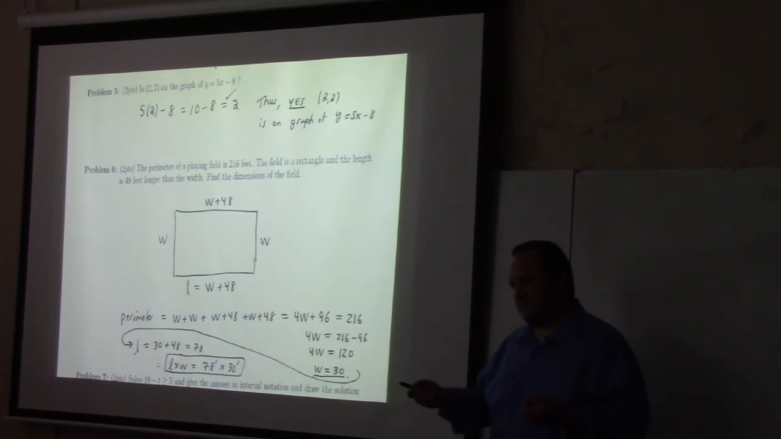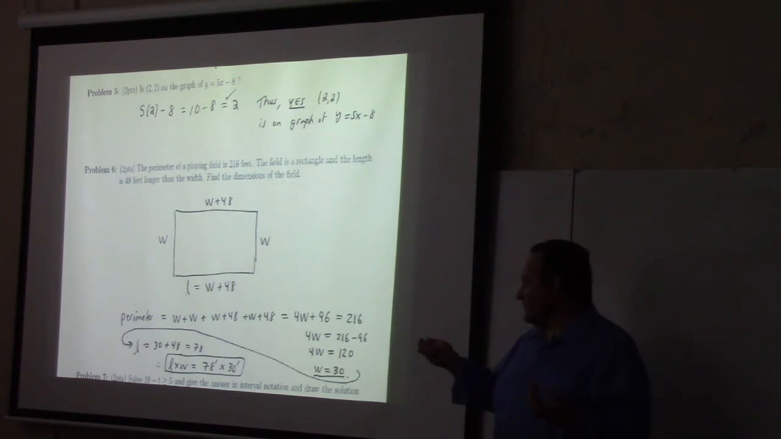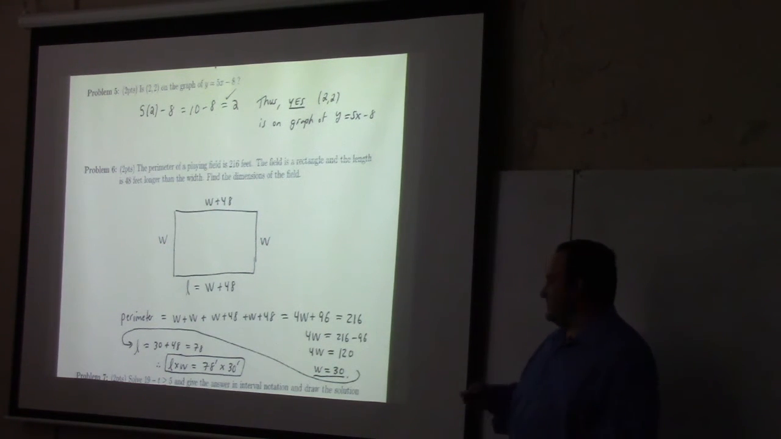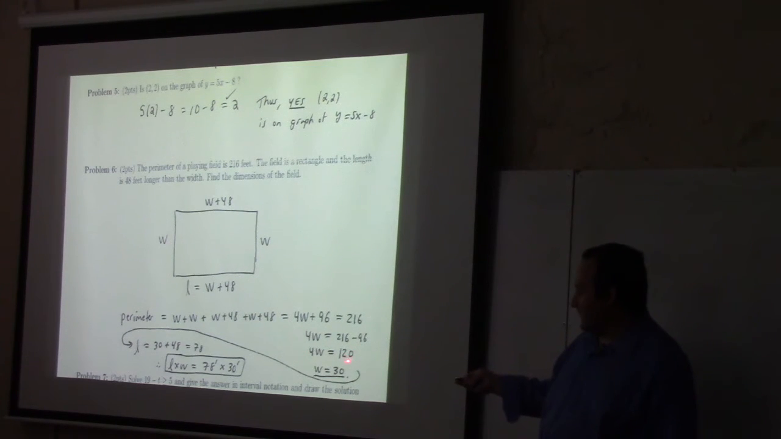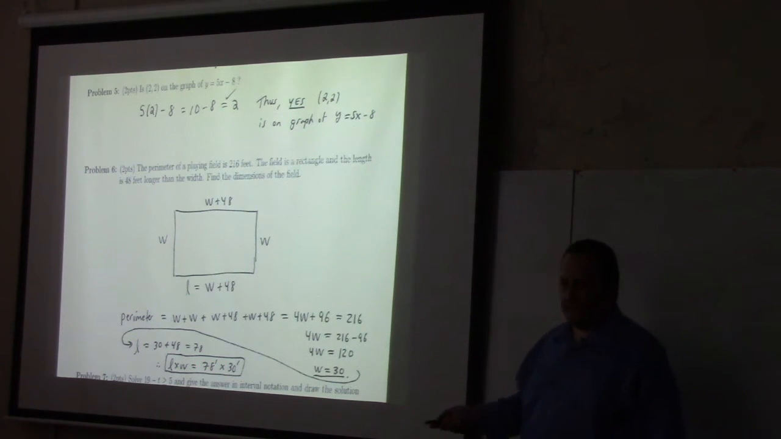Once I do that, I can figure out the perimeter because it's this length plus that length plus that length plus that length. That works out to 4W plus 96. Subtract 96 to the other side, that leaves you 120. 120 divided by 4 is 30, so the width is 30. And that means that the length is 30 plus 48, which is 78. So the dimensions are 78 by 30.